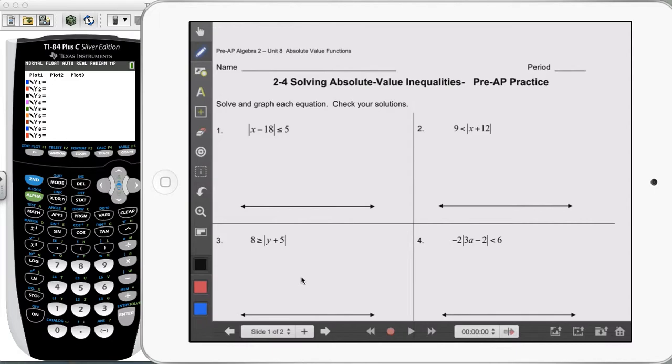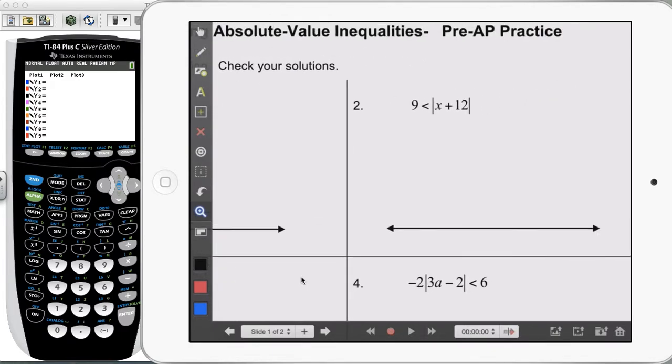Let's start on number 1, and this is going to be the practice sheet. So as you can see in number 1, you're asked to solve the following inequality: the absolute value of x minus 18 is less than or equal to 5. Now remember, just like an equation, your first step always is to what? So step number 1 is always to isolate the absolute value.